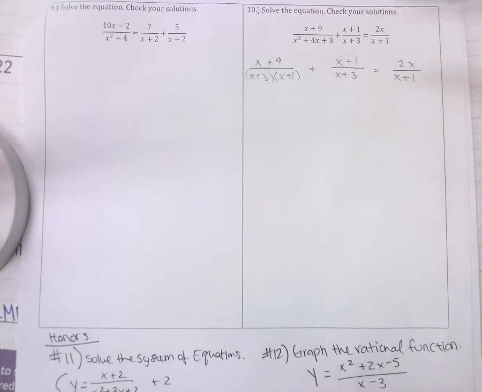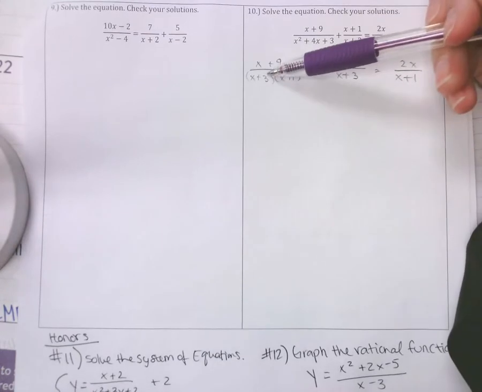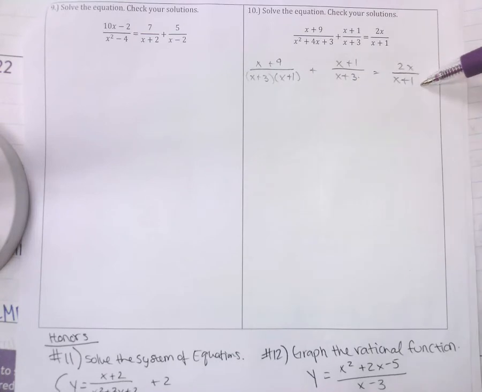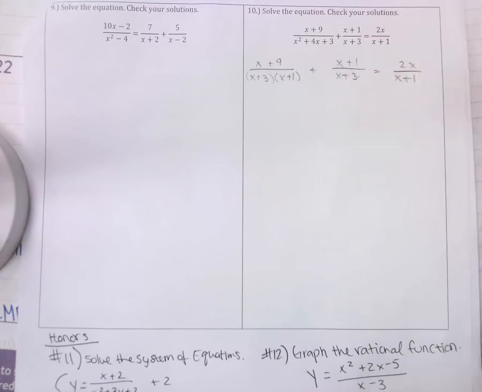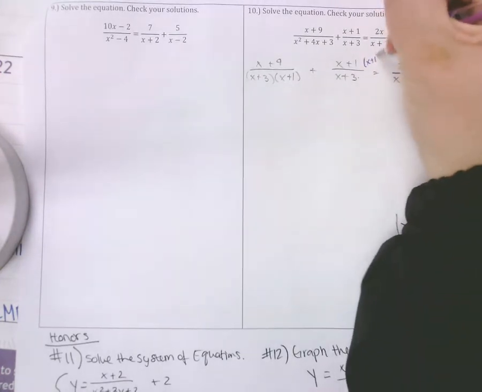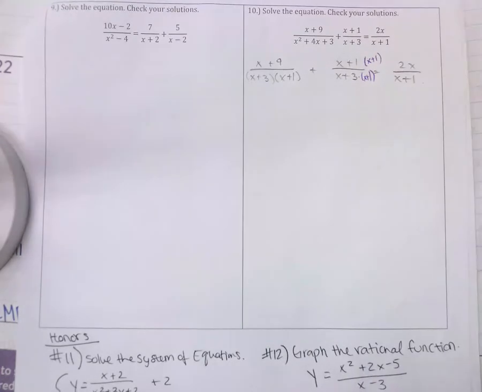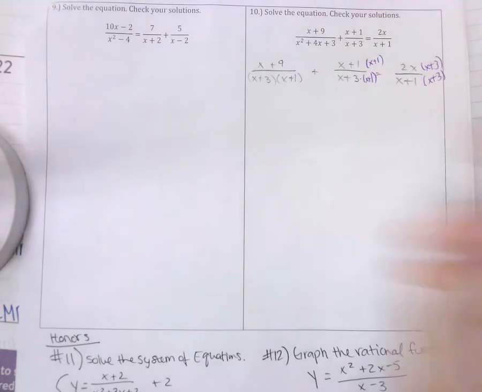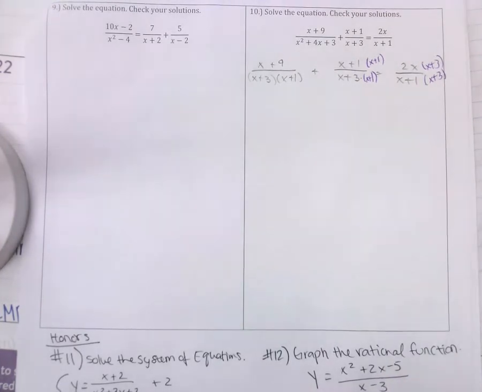In this situation where you might have 3 different factors, you might have to multiply every fraction by something, okay? This first fraction has a denominator of x plus 3 times x plus 1. This second fraction has the x plus 3. The last fraction has the x plus 1. We want every denominator to have both x plus 1 and x plus 3. So this needs to be multiplied by x plus 1. And this needs to be multiplied by x plus 3. This first fraction doesn't necessarily need anything because it already has the x plus 3 and the x plus 1.